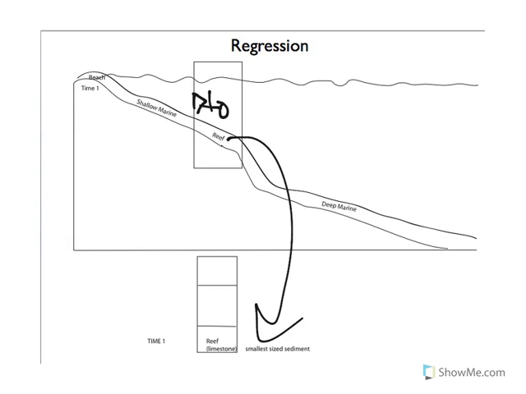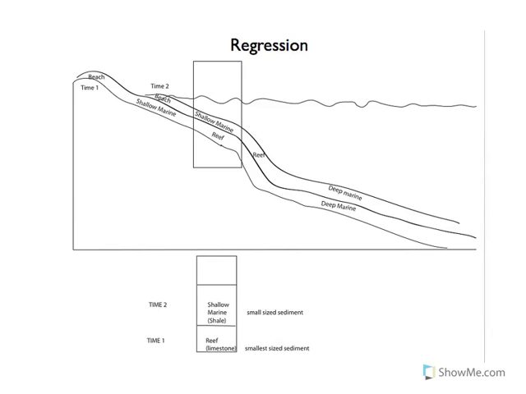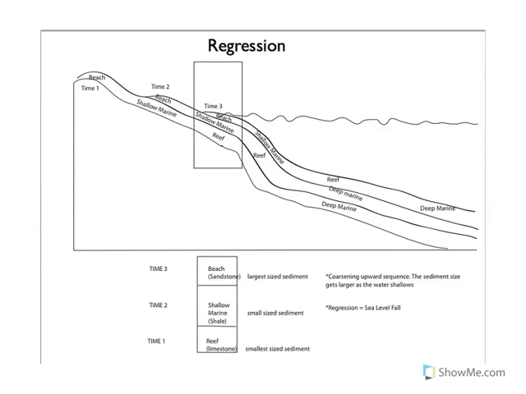So if it regresses, again, that means the beach is migrating oceanward, so we're gaining land. So there we are at time 2, right? We can see that the beach has migrated. So now we can see where I was at the reef. Now I'm at the shallow marine, which is represented by shale, which is pretty small, but it's larger grain size than limestone. Now let's make it regress one more time. And when it regresses one more time, now we see that we've got the beach on top of everything.